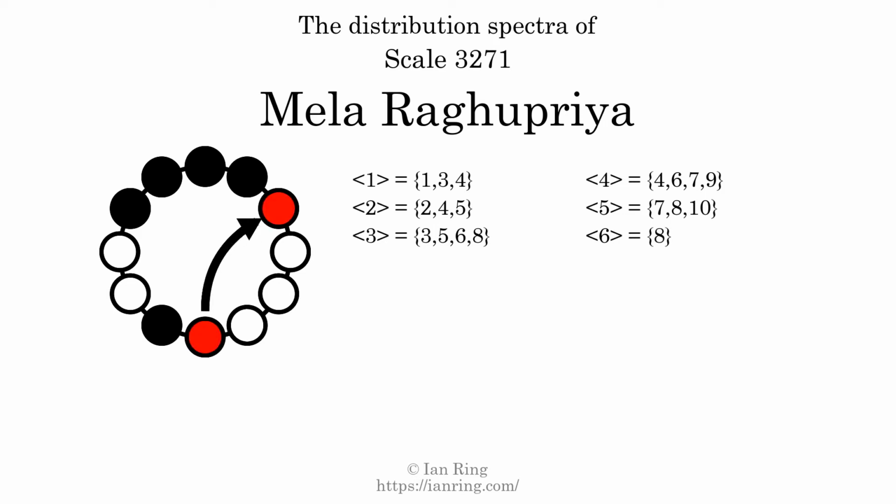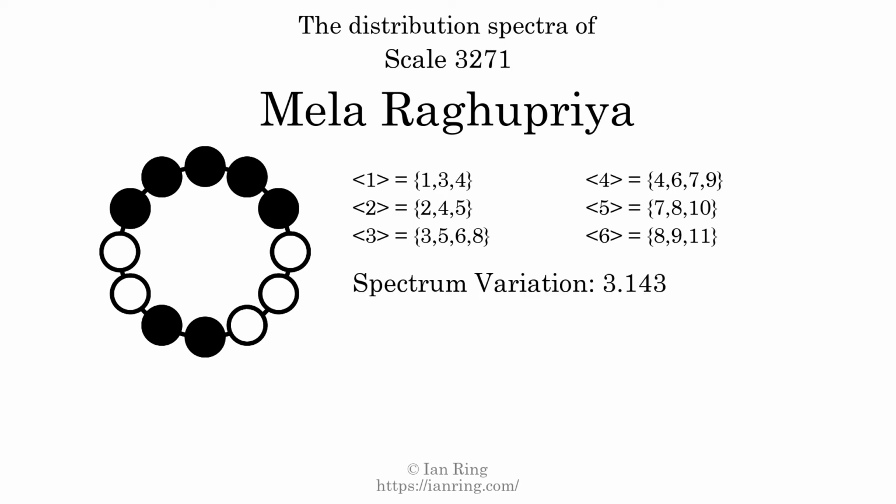8 semitones, 9 semitones, and 11 semitones. The spectrum width of this generic interval is 3. The spectrum variation is the sum of all the widths, divided by the number of tones. The spectrum variation of this scale is 3.143. Since the variation is greater than 0, this indicates that the scale is not perfectly even.